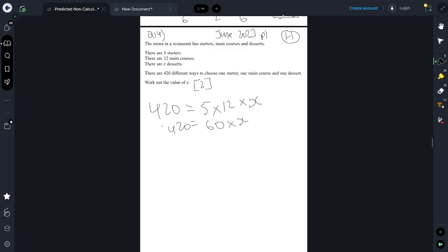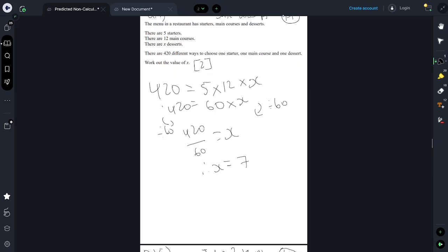Now to solve for x, we want to divide to get rid of the 60, since it's times 60 here. So 420 over 60 is simply x. Now, how many 60s go into 420? 60, 120, 180, 240, 300, 360, 420, which is 1, 2, 3, 4, 5, 6, 7, right? If my mental math is correct. Cool. So that's 2 marks.